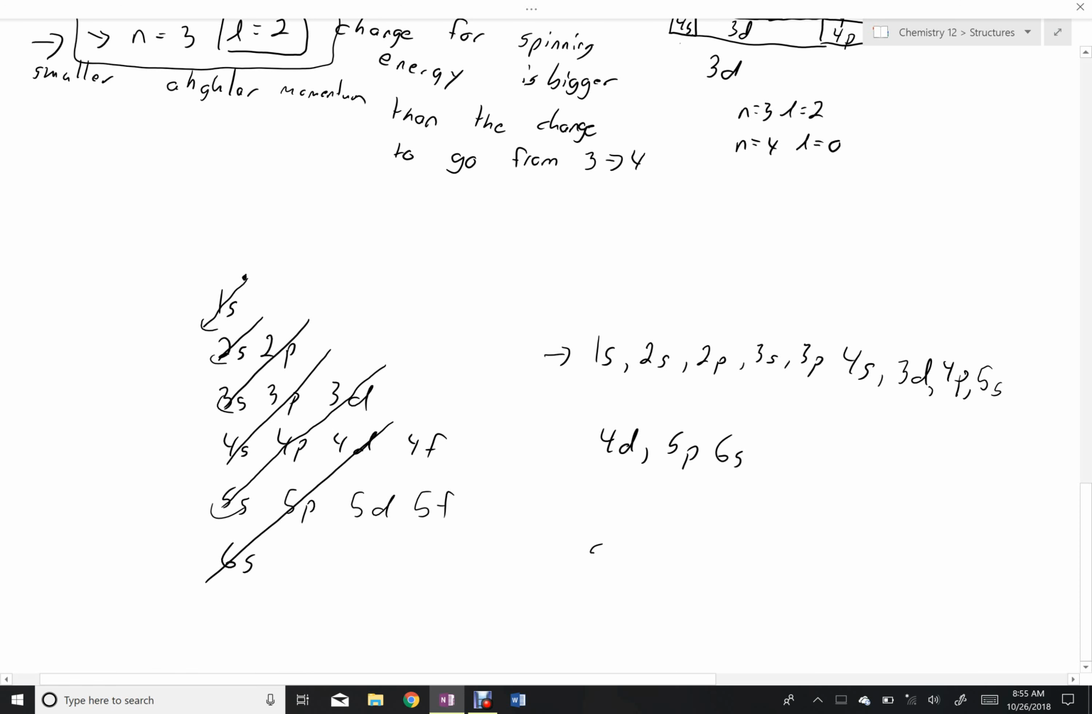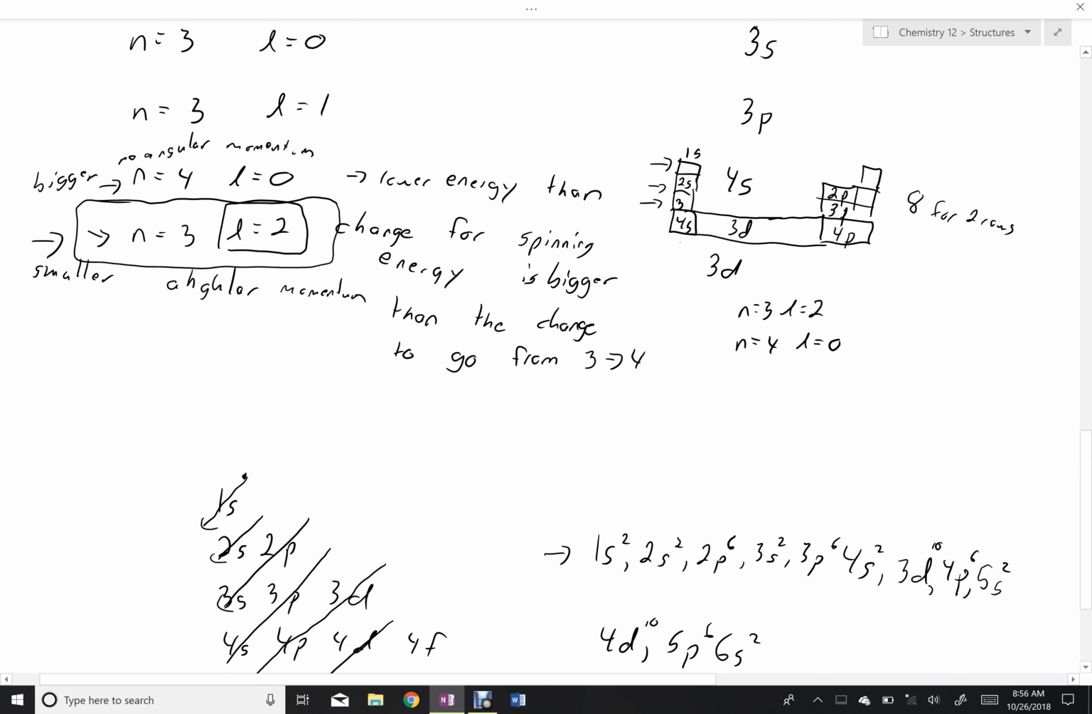Let's recall then that S, since it only has the one orientation, gets 2 electrons, so that would get 2. That goes for all of the S's. P's, with their 3 orientations, ML equals -1, 0, and 1, can take a total of 3 times 2, 6 electrons. So we could put 6s here to say how many electrons can fill in those spots. And Ds, with their 5 orientations, can take 5 times 2, 10 electrons. And that gets us how many electrons can go in those different spots.